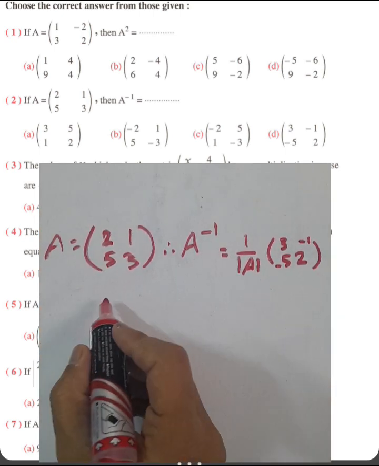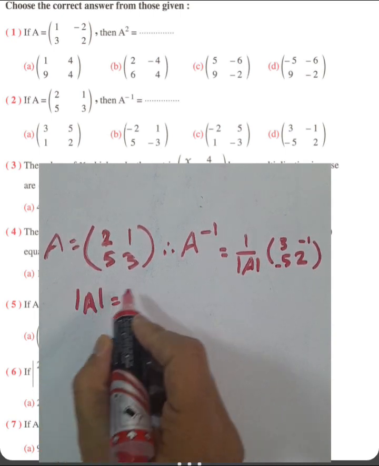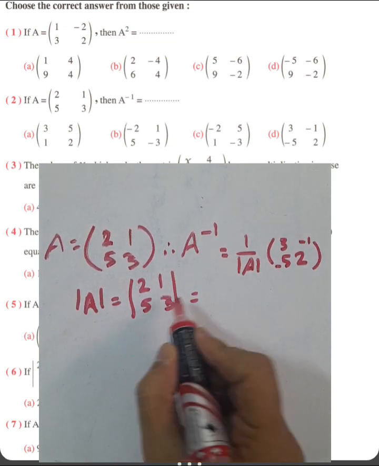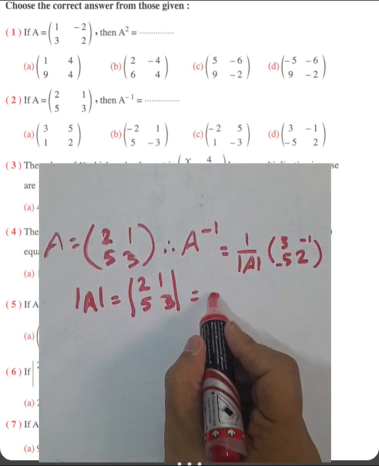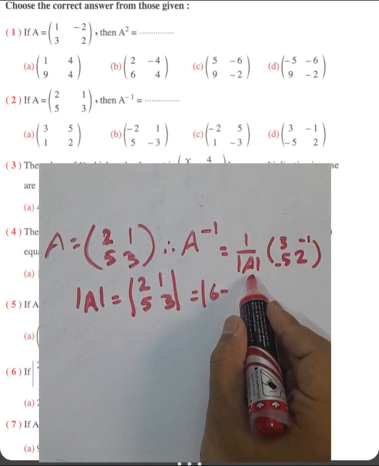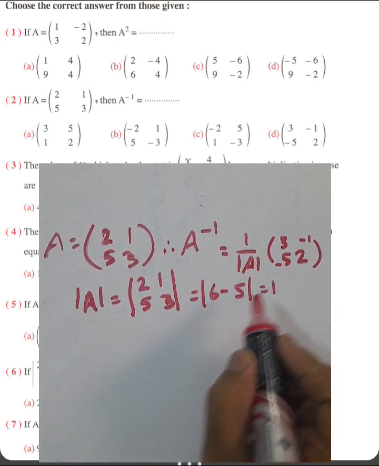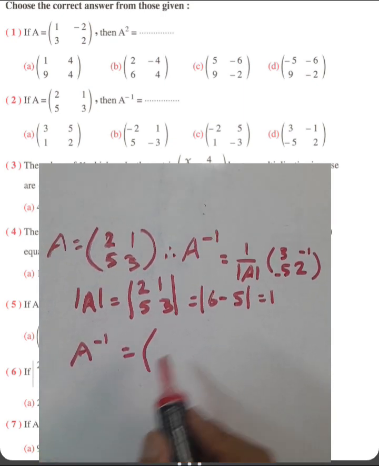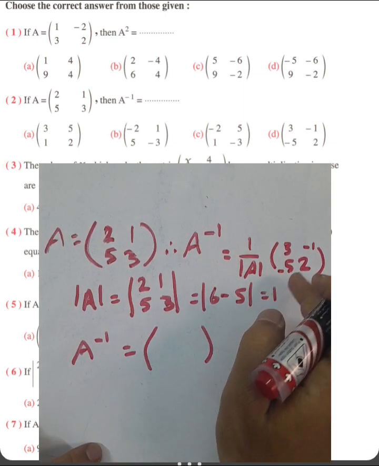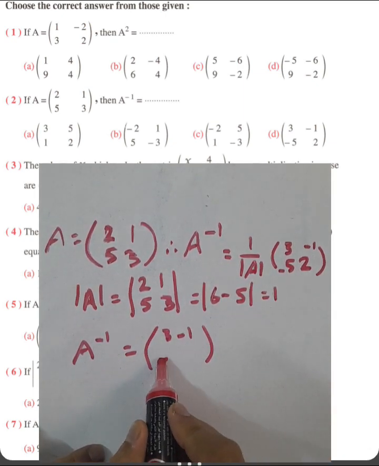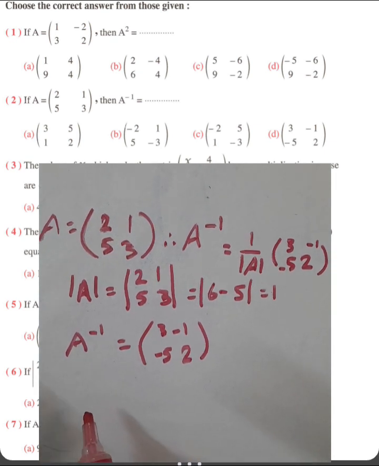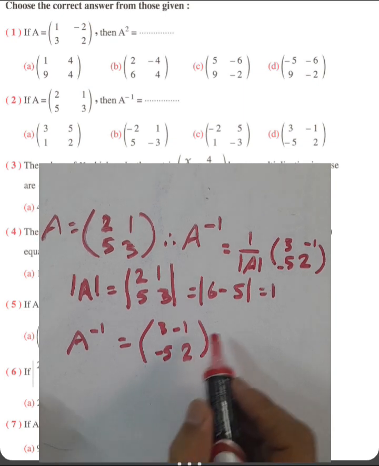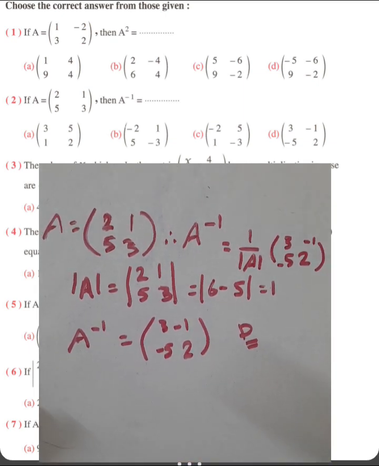And then we know the determinant of A, we have 2, 5, 1, 3. We can write the result: 2 times 3 equals 6, subtract 1 times 5 equals 5, the result will be 1. Then the inverse of the matrix will be, putting A inverse equal to 1 times the matrix, 3, negative 1, negative 5 and 2. This is the result here. Question number 2, choose letter D. The result here will be letter D.